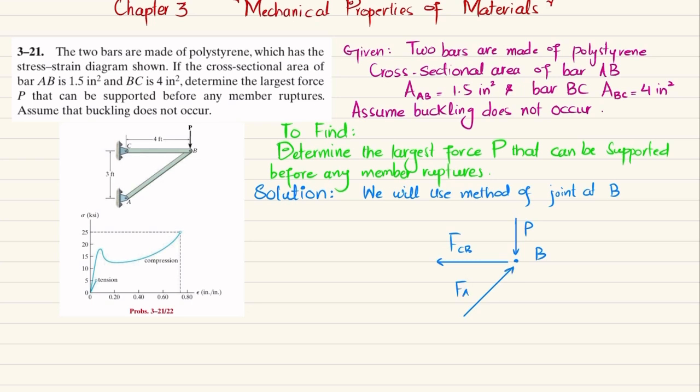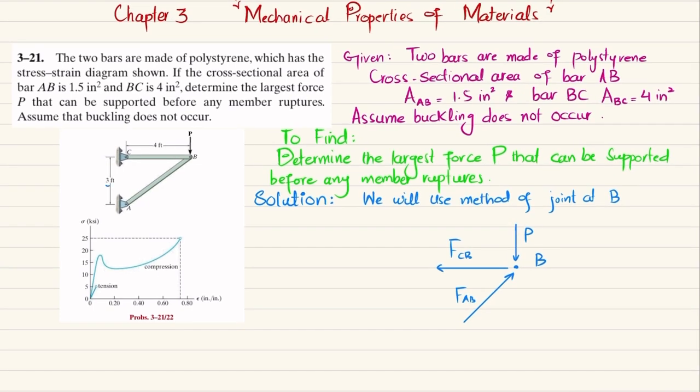This is FAB. Now you can see the ratio of their sides. This is 3 feet, this is 5 feet. So horizontal is 4 feet and vertical is 3 feet, so the hypotenuse will be 5 feet, and we can find its horizontal and vertical components by using the equations of equilibrium. The first equation of equilibrium is that the sum of all forces along the y direction must be equal to 0, and upward force is taken as positive.